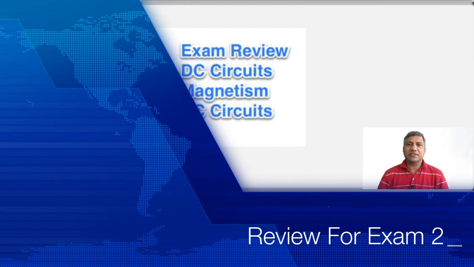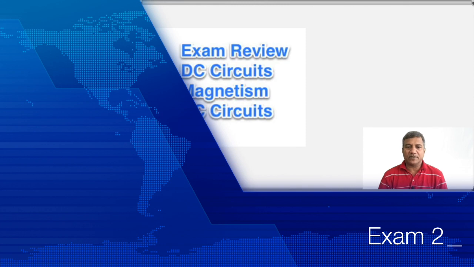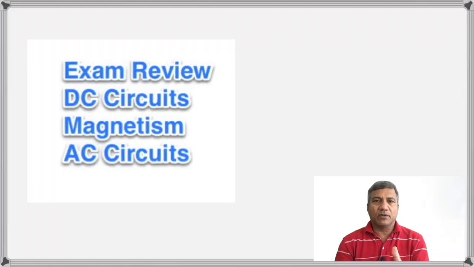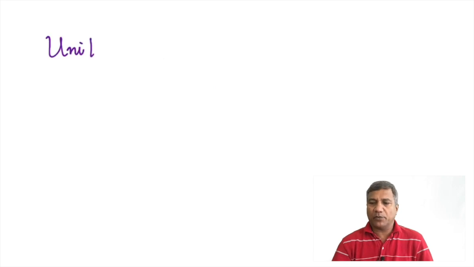Well, here is the exam review for exam number 2. The chapters are DC circuits, magnetism, and AC circuits. Not everything is given in the widescreen part, so you'll have to listen to the audio very carefully to get all the questions, or rather all the topics. So number 1, we have to be sure about the units.